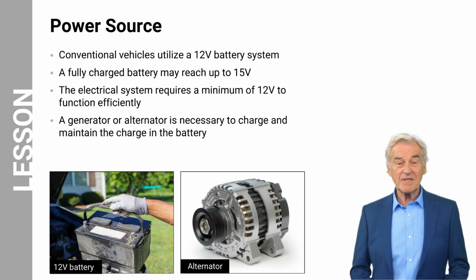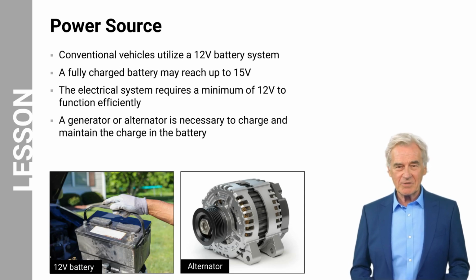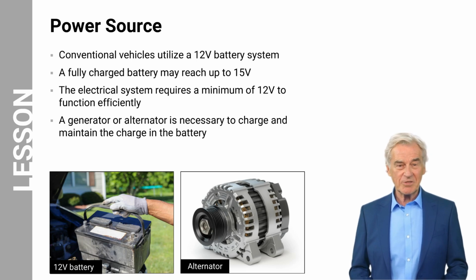Exploring the components of an electrical circuit within the context of automobiles, we begin with the power source. In conventional vehicles, a 12-volt battery system serves as the primary power source, providing electrical energy to various components. Under optimal conditions, a fully charged battery is 12.6 volts but can reach up to 15 volts based on battery type and charging system.